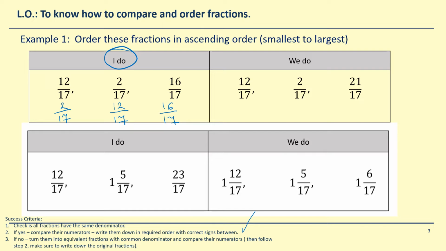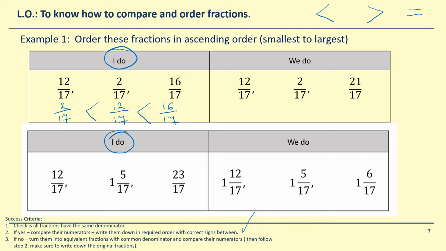Now with the correct signs between them. Do you remember we've got 3 signs to choose from, either smaller than, larger than, or equal to sign. So this is 2 over 17 is smaller than 12 over 17, which is smaller than 16 over 17. Okay. So that's the first one done as well. Now the second one, let's do it again.